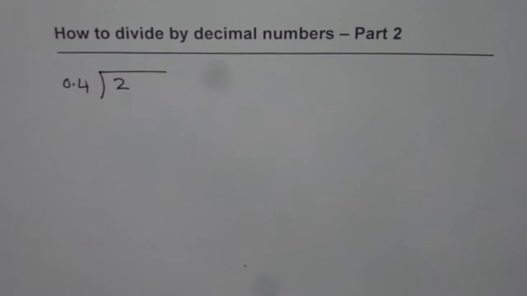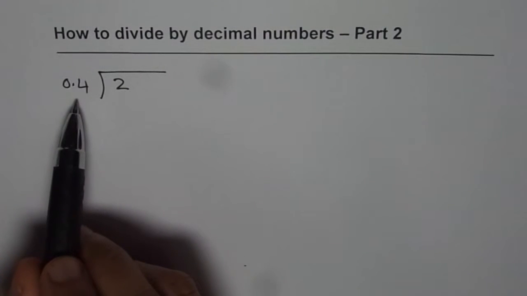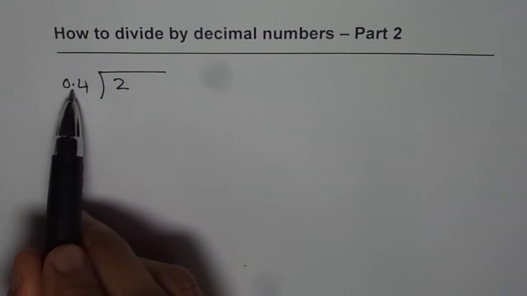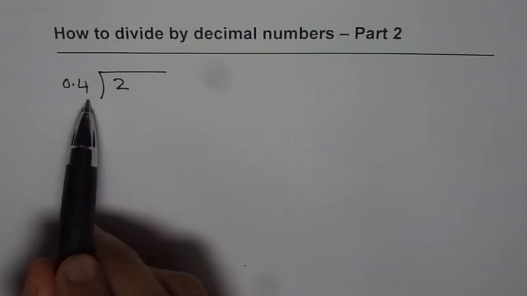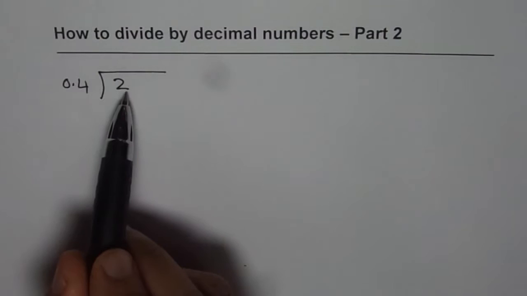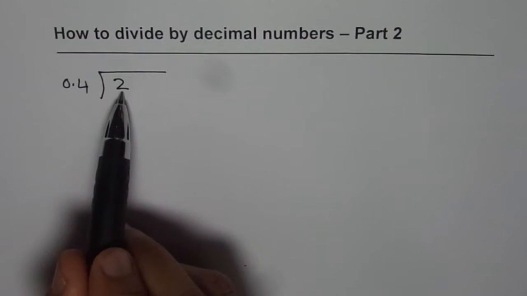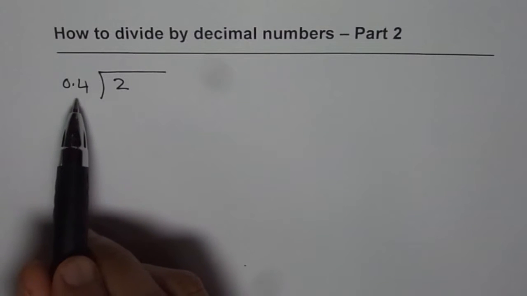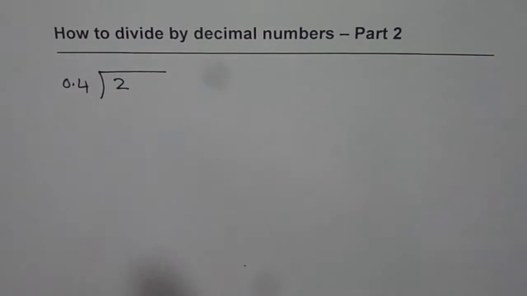Now, as we learned in part 1, whenever you divide by a decimal number, you should make it a whole number by moving the decimal to the right. When the decimal moves, it has to move for both the divisor and the dividend, the number which is being divided and the number by which you are dividing, for both, right? So, in this case, you don't really see a decimal number. So, how are you going to move it?